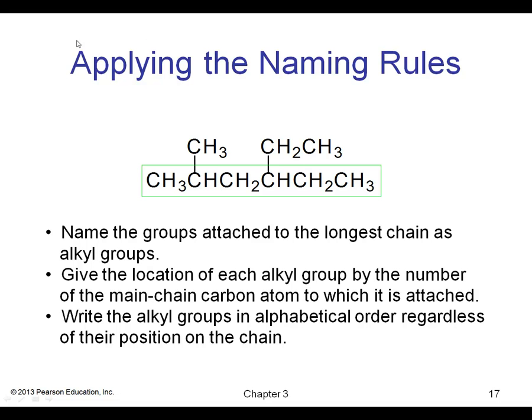Okay, so applying the naming rules, name the groups attached to the longest chain as alkyl groups, give the location by number, and write the alkyl groups in alphabetical order. Okay, so here where would I start numbering? This end: 1, 2, 3, 4. Okay, so I have a 4-ethyl and a 2-methyl hexane.